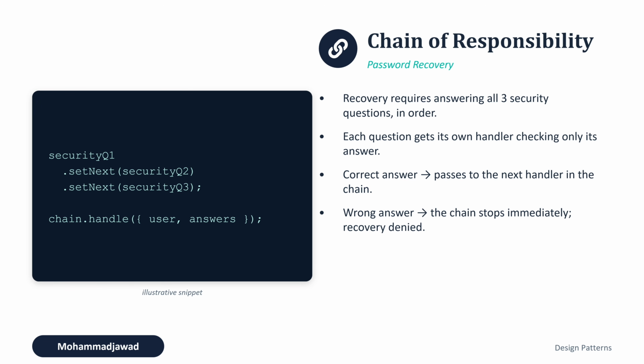Finally, from my side, chain of responsibility for our forgot password flow. Recovering an account requires answering all 3 security questions correctly in order. Each question has its own handler, and each handler only checks one answer. If it's correct, then it passes the request down the chain into the next handler. If it's wrong, it'll stop immediately and recovery is denied. That keeps each question's logic isolated. We could add a fourth question later on without touching the other 3.